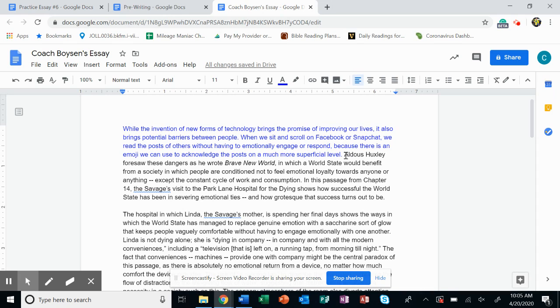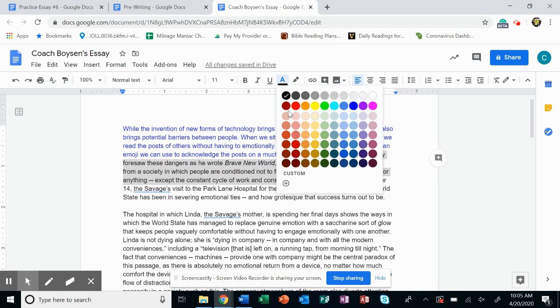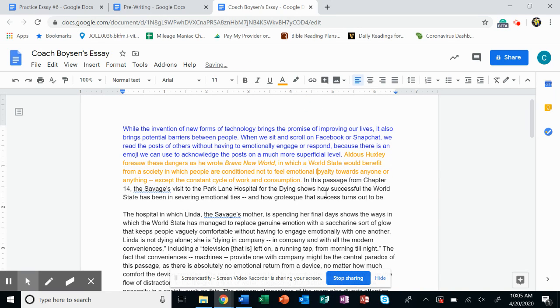Aldous Huxley foresaw these dangers as he wrote Brave New World, in which a world state would benefit from a society in which people are conditioned not to feel emotional loyalty towards anyone or anything except the constant cycle of work and consumption. Okay. So I'm going to put my context in orange. So something about Brave New World.